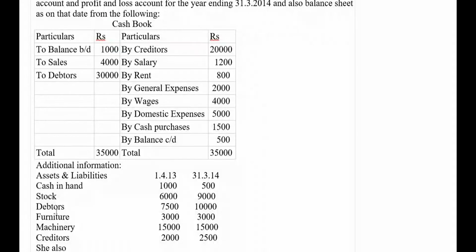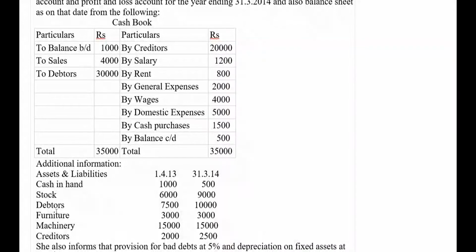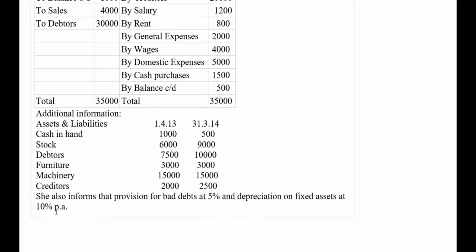She also informs that provision for bad debts at 5% and depreciation on fixed assets at 10% per annum should be provided. So this is a simple problem here.